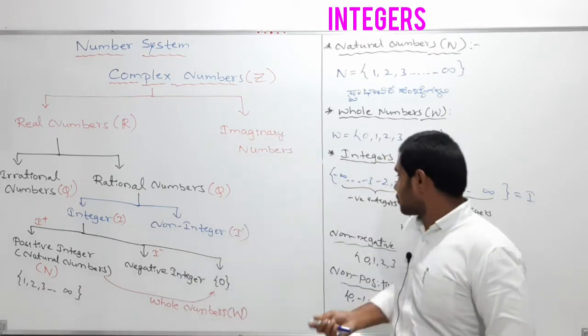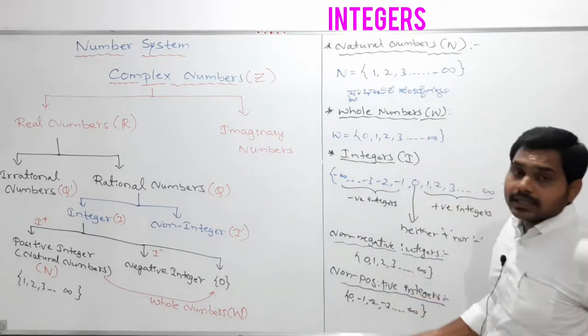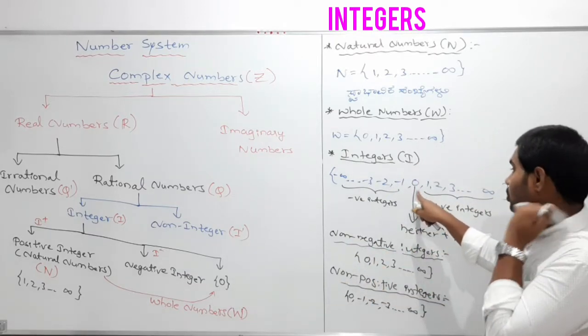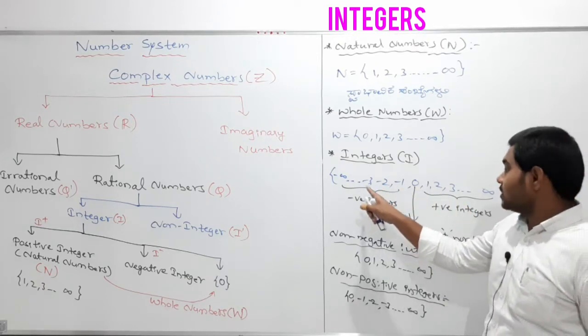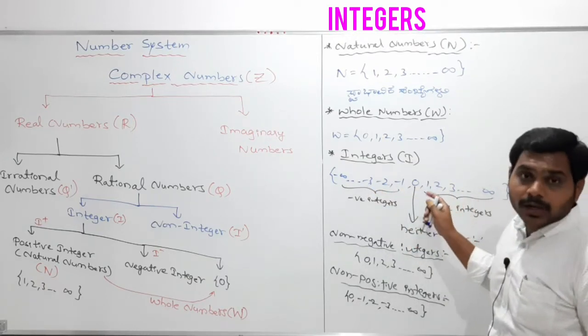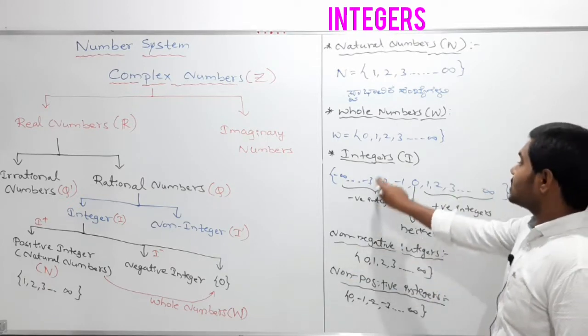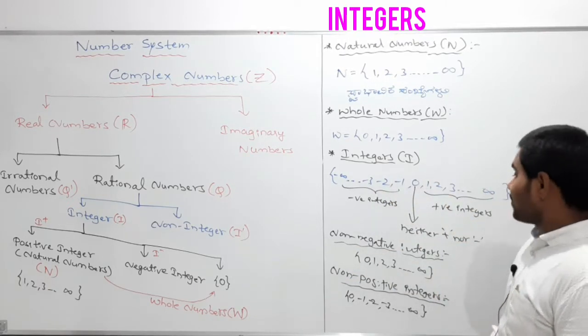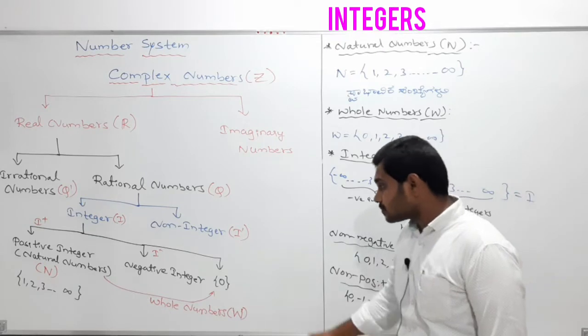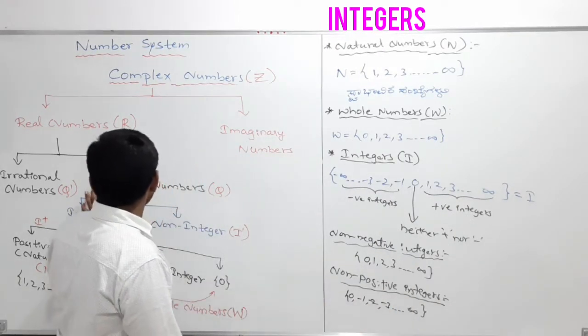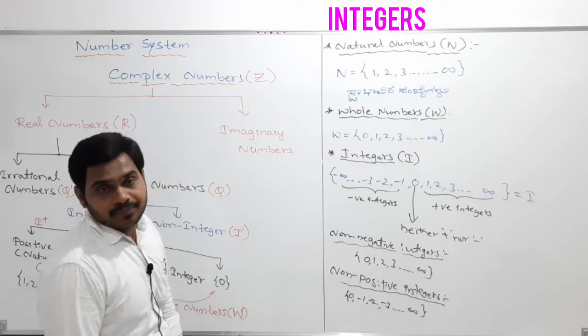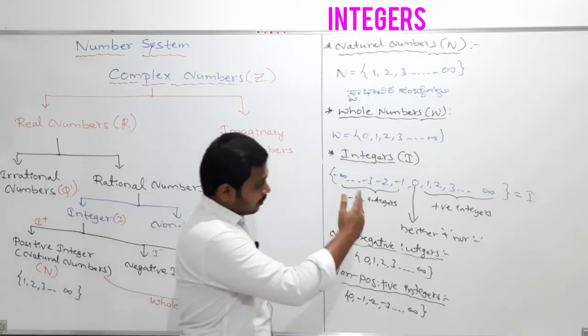So this is all about integers, my dear students. What are integers? 0, plus 1, minus 1, plus 2, minus 2, plus 3, minus 3. In this fashion, whatever numbers there are, we can call them integers. And now we will discuss the next concept, what is meant by rational numbers. Clear?